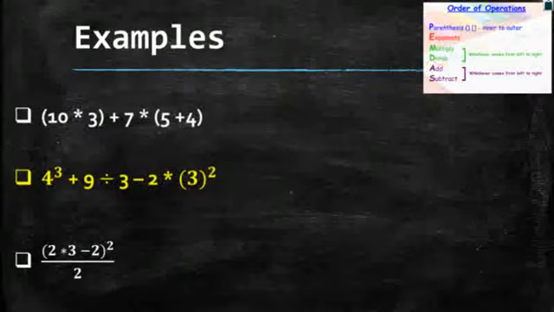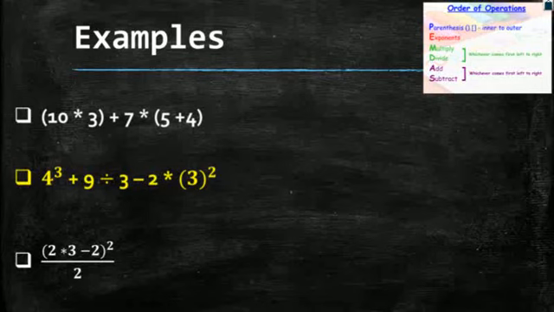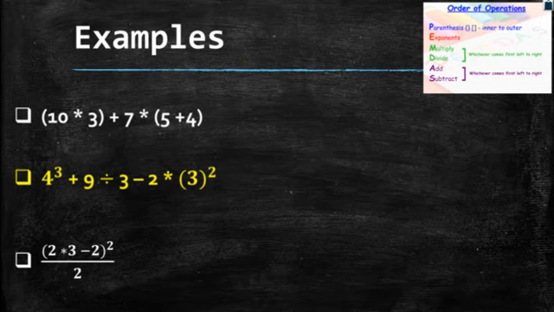So let's look at an example. 10 times 3, plus 7 times 5 plus 4. If we follow PEMDAS, or please excuse my dear Aunt Sally, we need to do parentheses first. I have 2 sets of parentheses, so I'm going to do those first. 10 times 3 is 30. 5 plus 4 is 9. And I'm just going to bring up my sign, so plus 7 times 9.